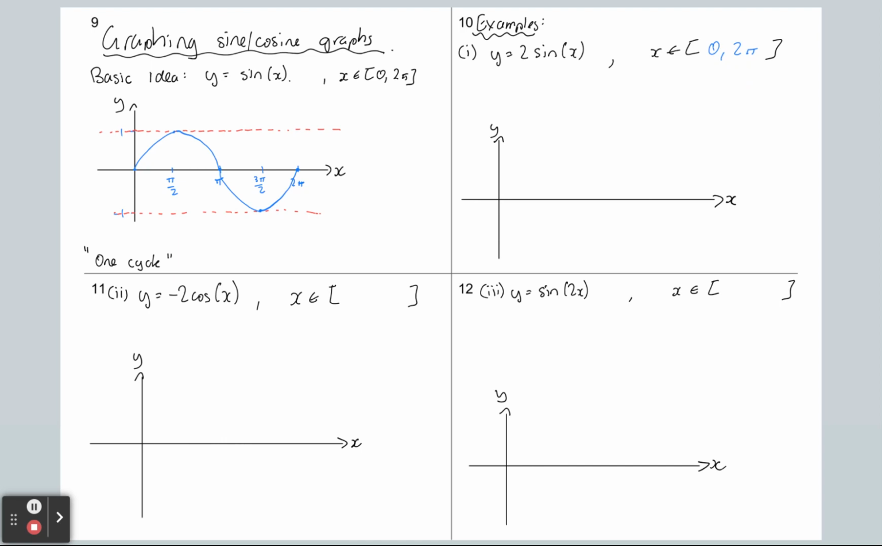So this time I've got 2 sine of x. It's not too much different. So I'm going to label one end with 2 pi, and then I'm going to keep splitting the difference. So halve it to get pi. Oops.